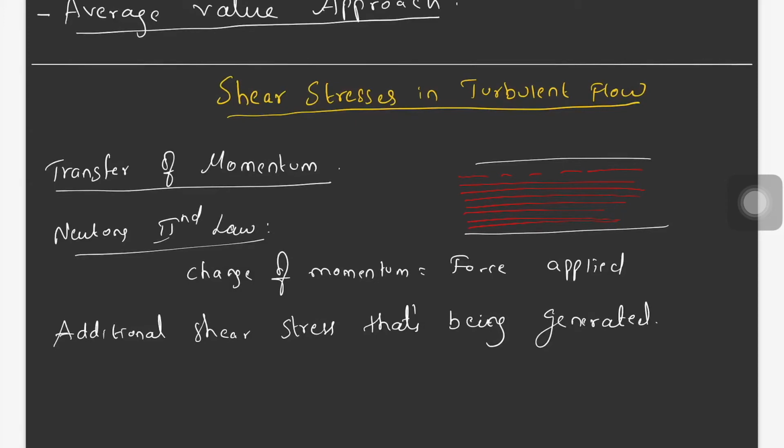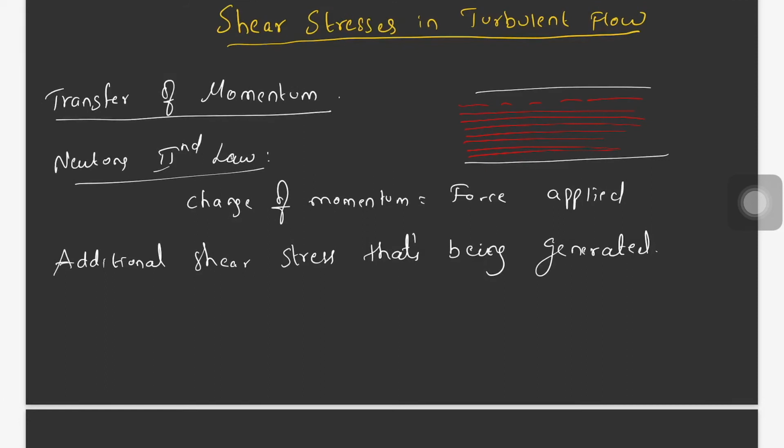This additional shear stress is only particular to turbulent flow. There won't be any such stress in laminar flow. So when we take a turbulent flow, the total shear stress, tau total, is tau viscous plus tau turbulent.